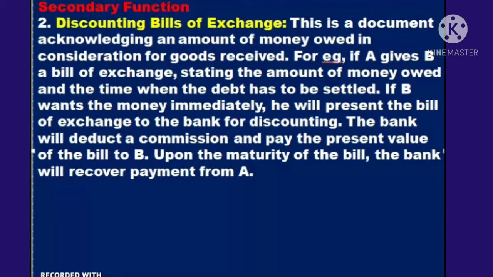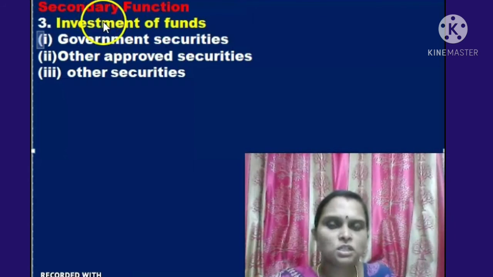So if B wants the money immediately, before the date, he will present the bill of exchange to the bank for discounting. The bank will deduct a commission and pay the present value of the bill to B. Upon the maturity of the bill, the bank will recover payment from A after the prescribed date given in the bill of exchange. That is known as discounting a bill of exchange.